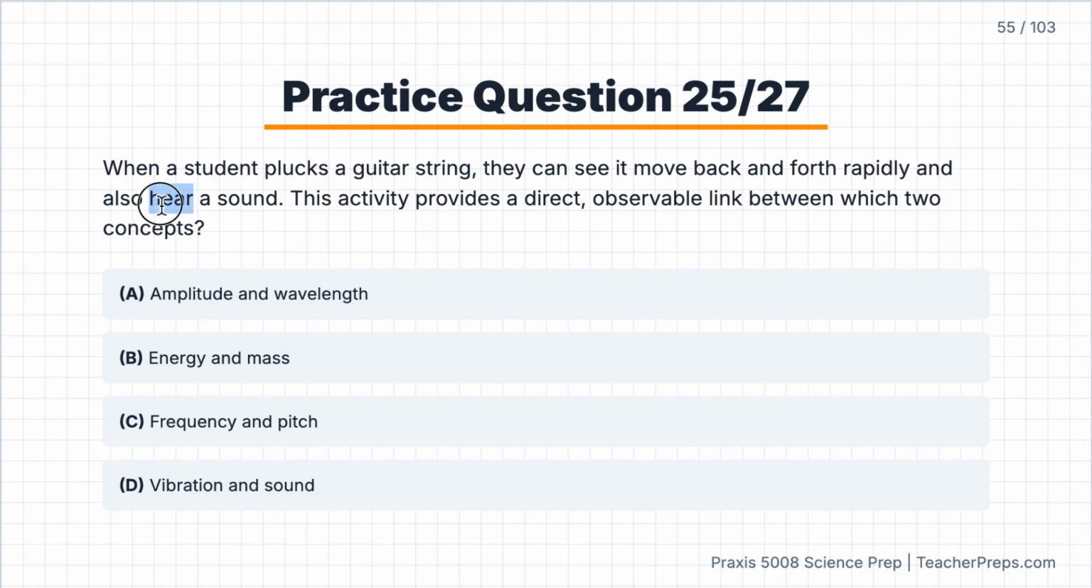Moving on, question number 25. Here we go. When a student plucks a guitar string, they can see it move back and forth rapidly and also hear a sound. This activity provides a direct, observable link between which two concepts?